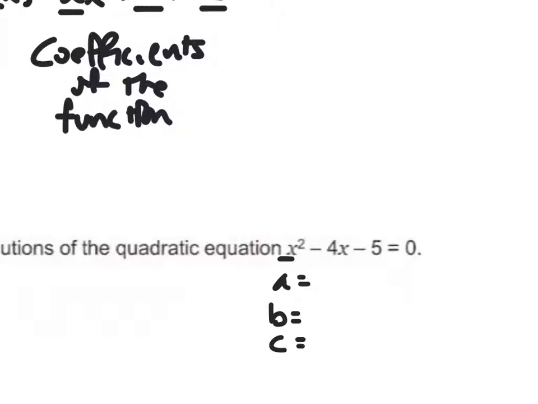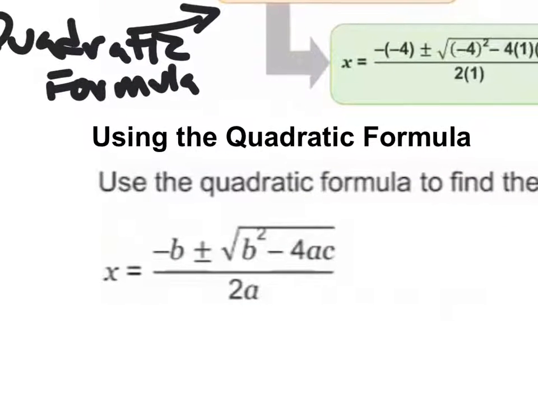My a value is always in front of my x squared, and that value is 1. My b value is in front of my x, and that's negative 4. My c value is my last value, which is negative 5. Okay? So I want to plug those numbers into my quadratic formula. I'll write them down over here as well so I can see them: a equals 1, b equals negative 4, and c equals negative 5. I'm going to plug them in just how I see them.